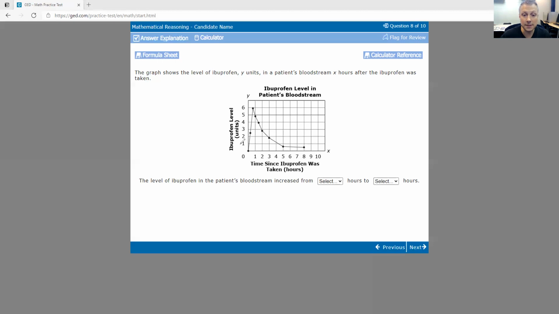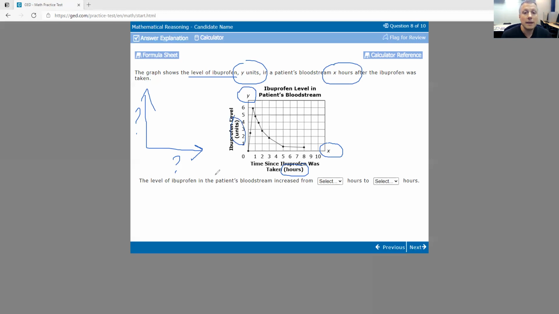Okay, so in this case, it says the graph shows the level of ibuprofen, Y units, we can see the Y up here, in a patient's bloodstream X hours after the ibuprofen was taken. So we have to understand this. It's like an Excel spreadsheet. What's down here? What's up here? So down here we have hours, like as time goes by. Up here we have units.